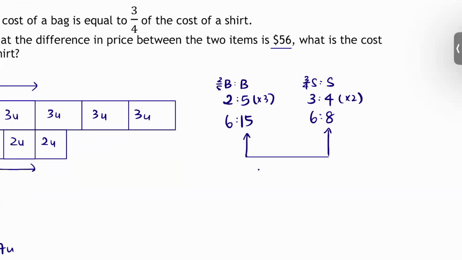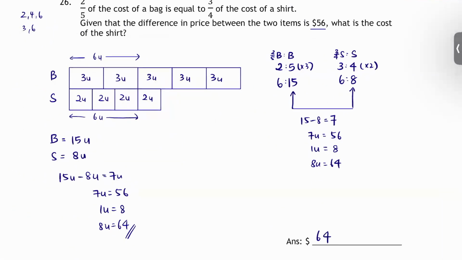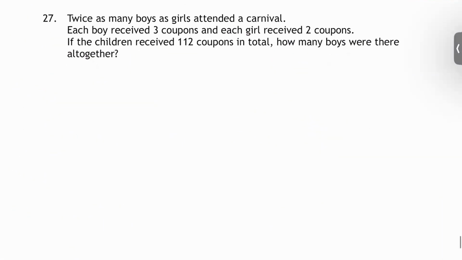So we are actually using the same working. 7 units is 56. 1 unit is 8. The cost of the shirt, which is 8 units, will be 64. That is the answer for question number 26. Let's take a look at question number 27.